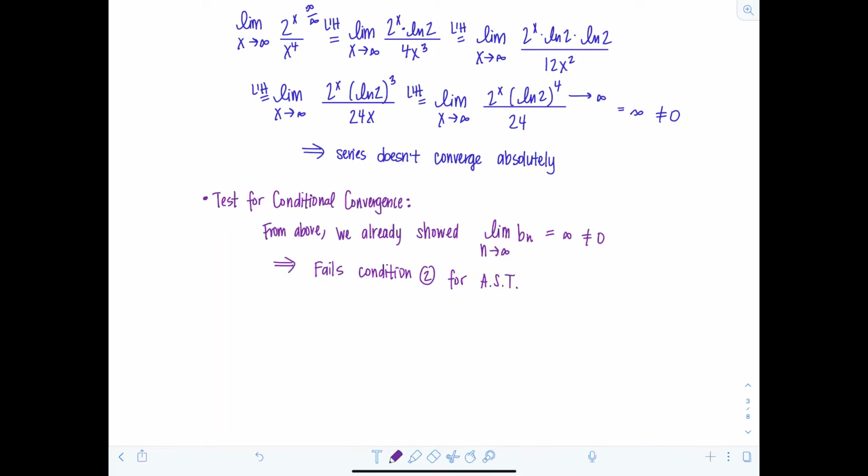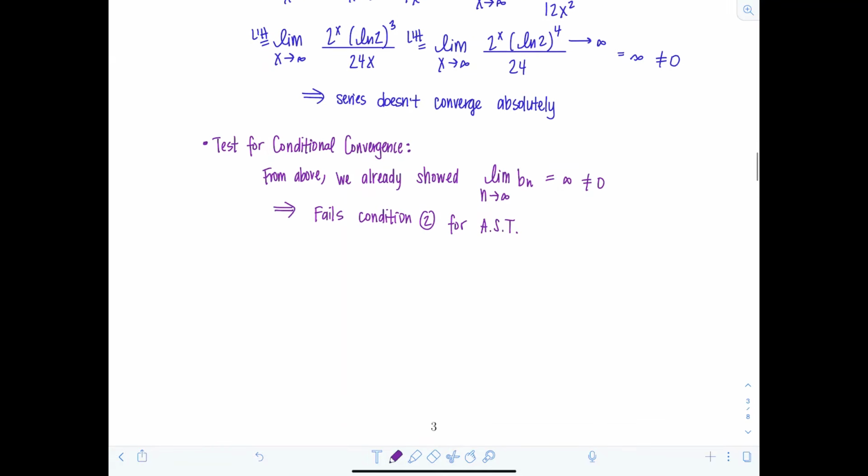Well, what do we do when that happens? Typically, we end up having to just apply the test for divergence. And what can I say? Well, in this case, I'm applying the test for divergence to the original series, the original a sub n, not the absolute value of a sub n. This means that the limit as n approaches infinity of a sub n actually does not exist.